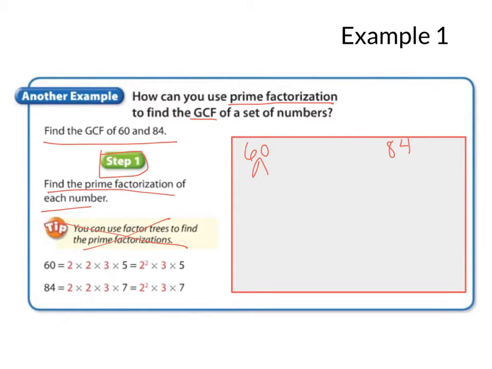Just some review, I'm going to do 60 with you, and then 84 is going to pop up. But 60, I already see it's even, it ends with a 0, so let's do 2. 2 times 30. I'm going to carry that 2 down. 30, all right. Oh, I see that I can do 3 times 10.